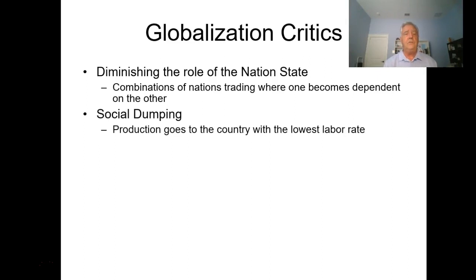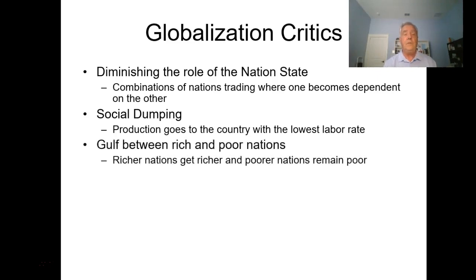Secondly, social dumping. Production goes to the country with the lowest labor rate. This is a problem today with Mexico versus the United States and China versus the United States. The labor rate in the US, manufacturing-wise, is probably about $35 an hour. In China, it may be $5, $10 an hour. A big, big difference. Same is true in Mexico. Labor rate in Mexico is a lot lower than the US.